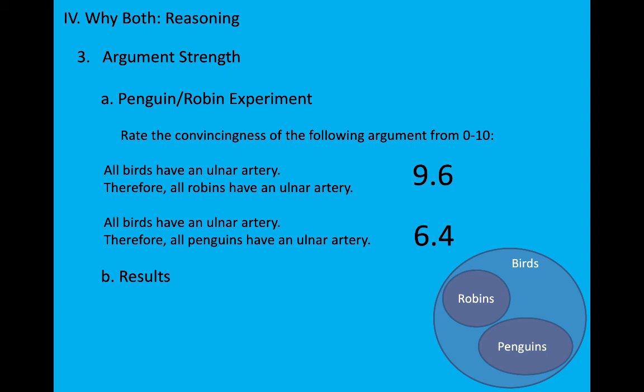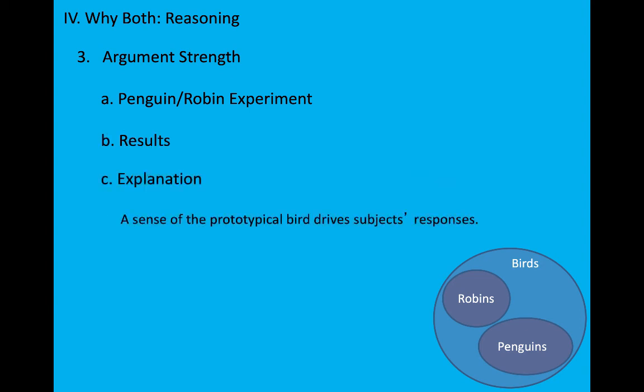Why don't they rate them as equally convincing? Because System 1 doesn't like all penguins have an ulnar artery, penguins are birds, therefore all penguins have an ulnar artery, because it doesn't like that penguins are birds. They can't fly. They're not superficially similar to paradigmatic birds. So it's screaming at you, that's a bad argument. There's something funny going on there. Rate it lower. But of course, it's wrong to rate it lower because the arguments are exactly identical in terms of their convincingness.